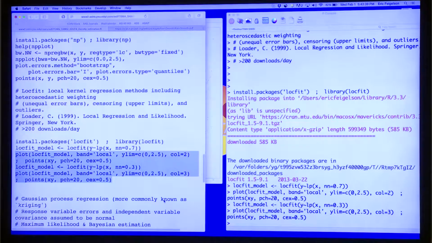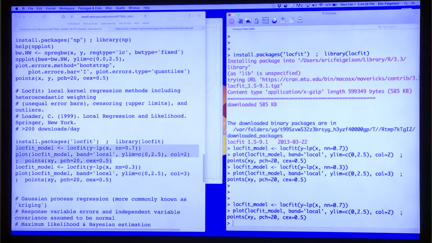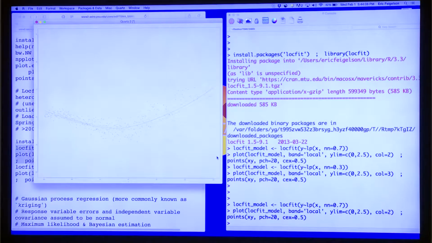It also allowed me to do the... What am I doing here? I think I did it twice. Let me just do it once. nn must be sort of like KNN. It's sort of a bandwidth. So there's a smooth one. There we go. nn with 0.7.